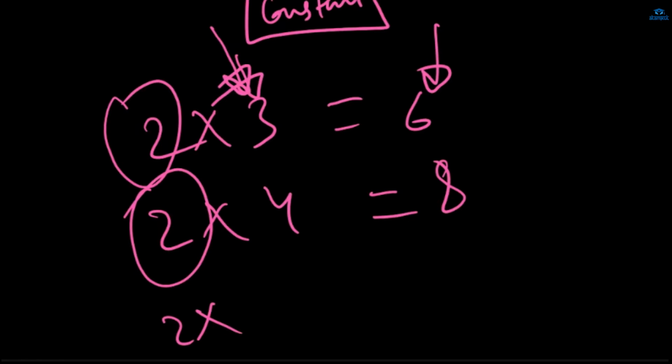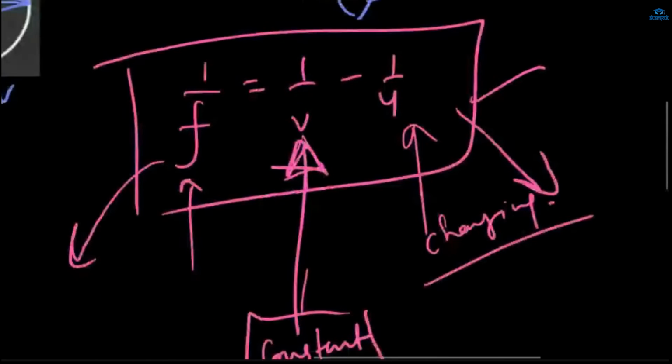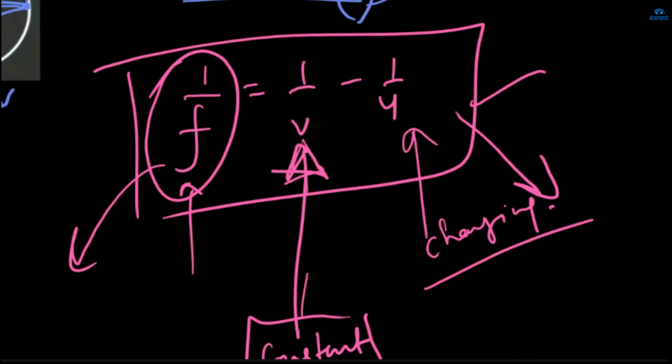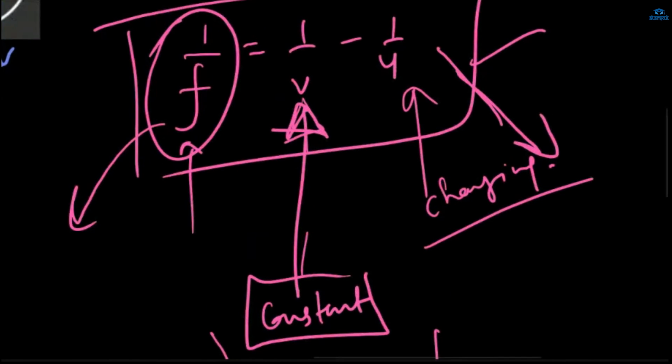There are three values. Your first value is constant, your second value is changing. Will your third value be constant or will it change? Tell me, Safia. It will change now, right? So f will change according to v and u. Why? Because u is changing.